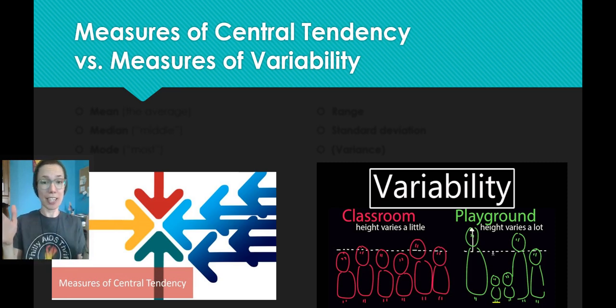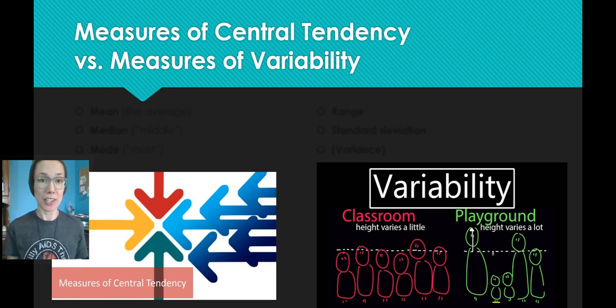So of our giant whole spreadsheet's worth of data, all of these numbers and data points that we've collected, what are the ways in which our findings are similar? What are the ways in which people are similar to one another in whatever it is that we're measuring? And variability, as the word suggests, takes a look at in what ways they are different. So variability, classroom height, playground height is a good example to explore variability.